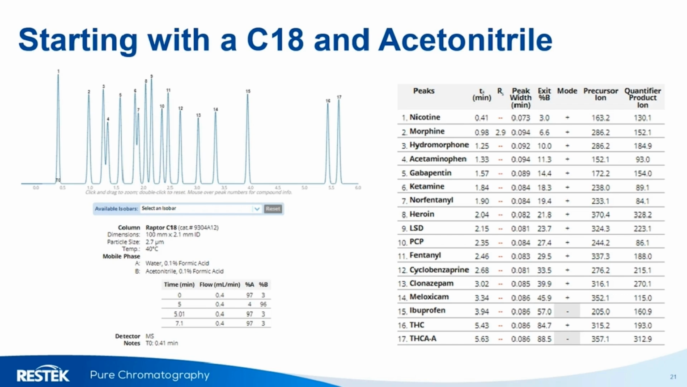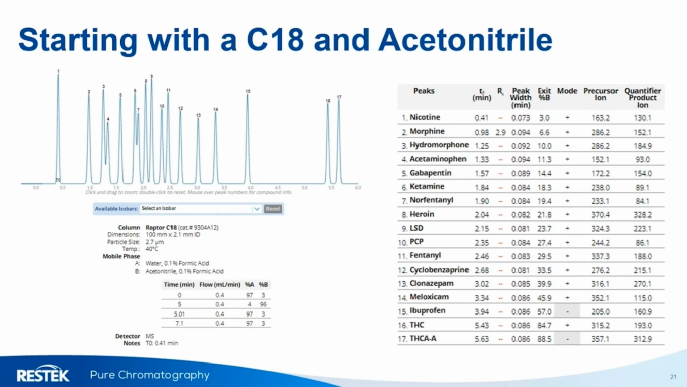I'm starting the gradient as weakly as possible, 97% water mobile phase to start with. As an alkyl stationary phase, C18, I cannot go to 100% water, as this phase would de-wet, meaning the pores would be filled with water and inaccessible by the analytes, causing a loss of retention. So about 3% organic is the minimum that you would want to put on a column like this.